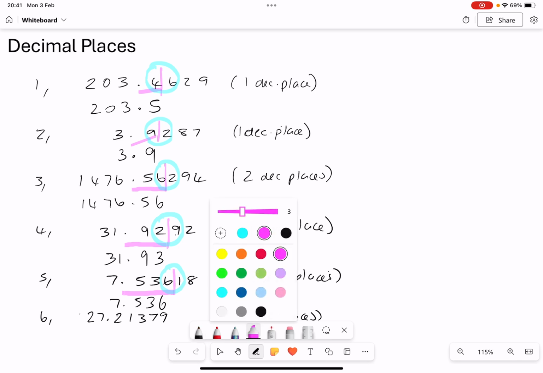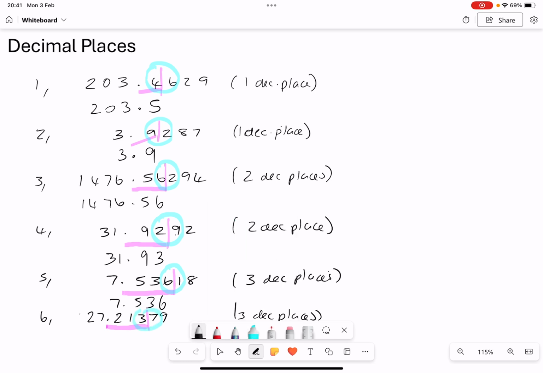And our final one, 3 decimal places, so decimal, 1, 2, 3 numbers, cut off. We're interested in the number before and after the cut off. 27.21, that 3 is followed by a 7, so it gets rounded up to a 4.